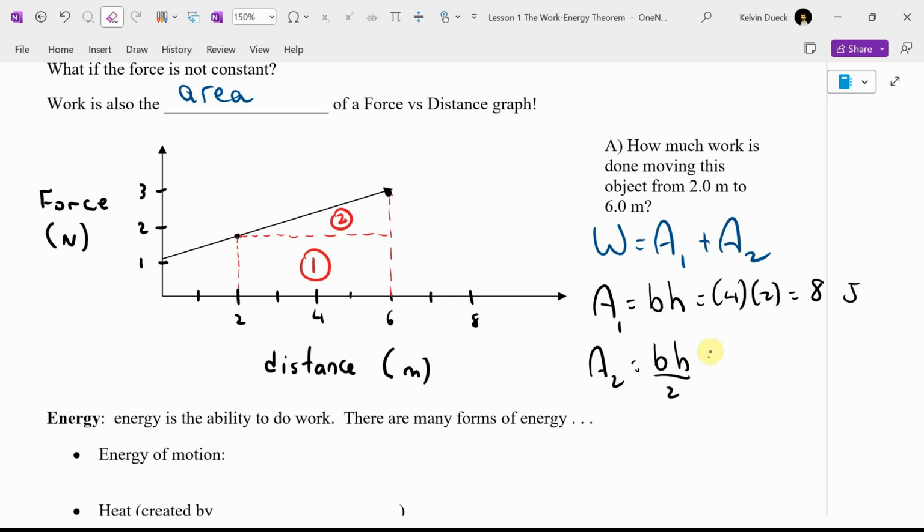In this case, Alfie, what's the base of the triangle? I think it's still 4, yes? What's the height of the triangle? Starts at 2, ends at 3. Divided by 2. In your head, what's 4 times 1 divided by 2? What's the total work done in this question, moving from 2 meters to 6 meters?